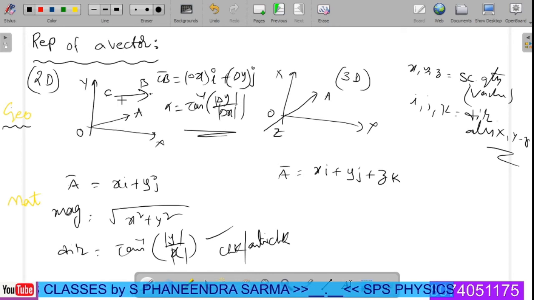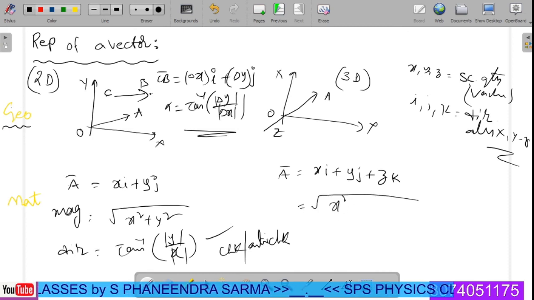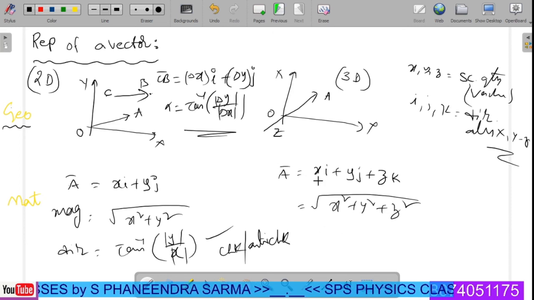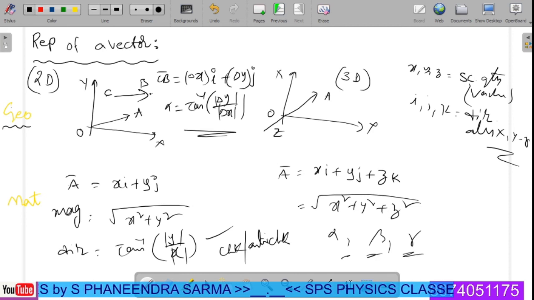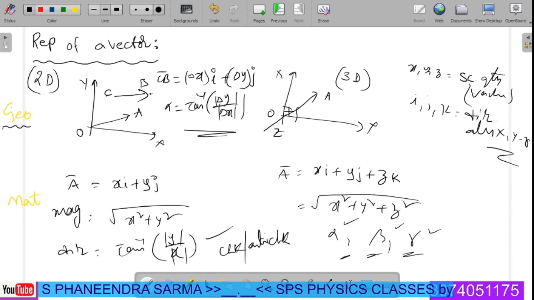On the other hand, in three dimensions, the magnitude of the vector is given by the square root of x square plus y square plus z square. And the directions are represented by three angles: alpha, beta and gamma. These three give the angles made with the x-axis, y-axis and z-axis.